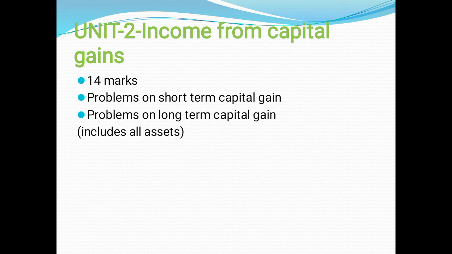where for 6 marks you will calculate one or another. That is, either the question will be for a plot, or for house property, or for machinery. But here for 14 marks they will give them jointly, which means you have to calculate machinery separately, house property separately and jewelry separately, and then you have to club the income from that, which is long term capital gain. So like this you will get the question from unit 2.